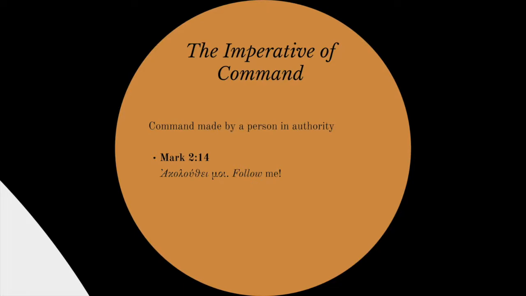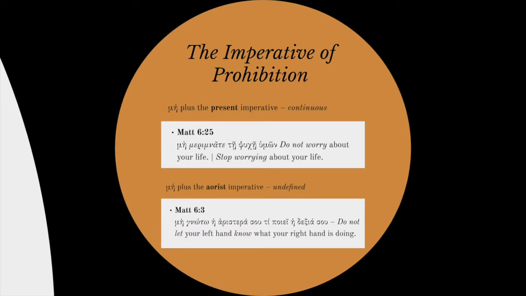The next common use of the imperative is the imperative of prohibition. The imperative of prohibition is formed by using mē plus the present or the aorist imperative. An example of the present imperative would be Matthew 6:25. Mē merimnate tē psychē hymōn. Do not worry about your life. The author is trying to indicate that the action is already happening. Alan Black also suggests that the word stop could be supplied to indicate the discontinuation of the action.